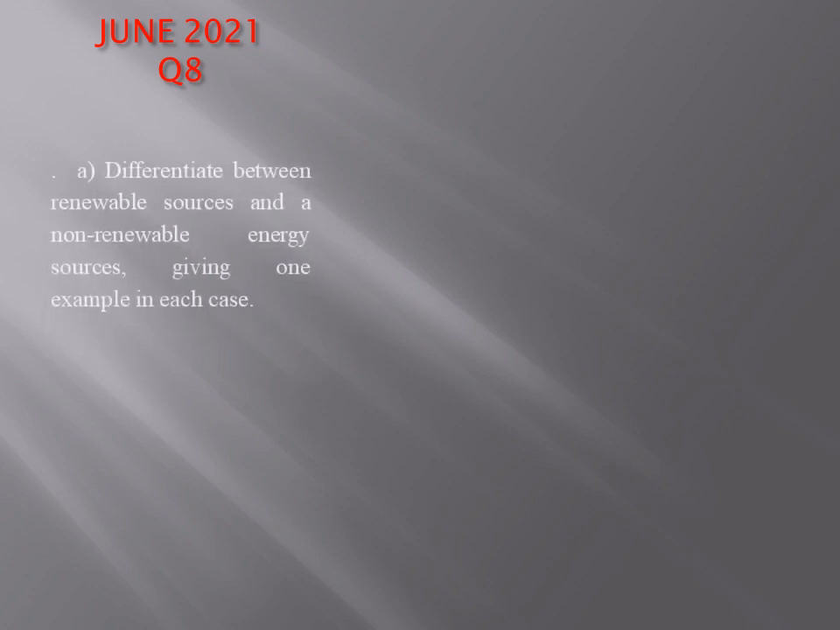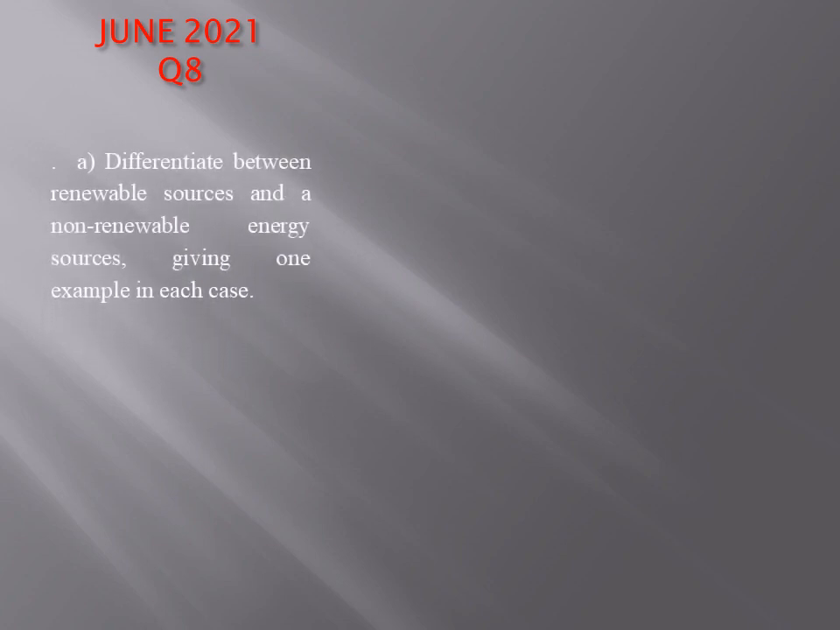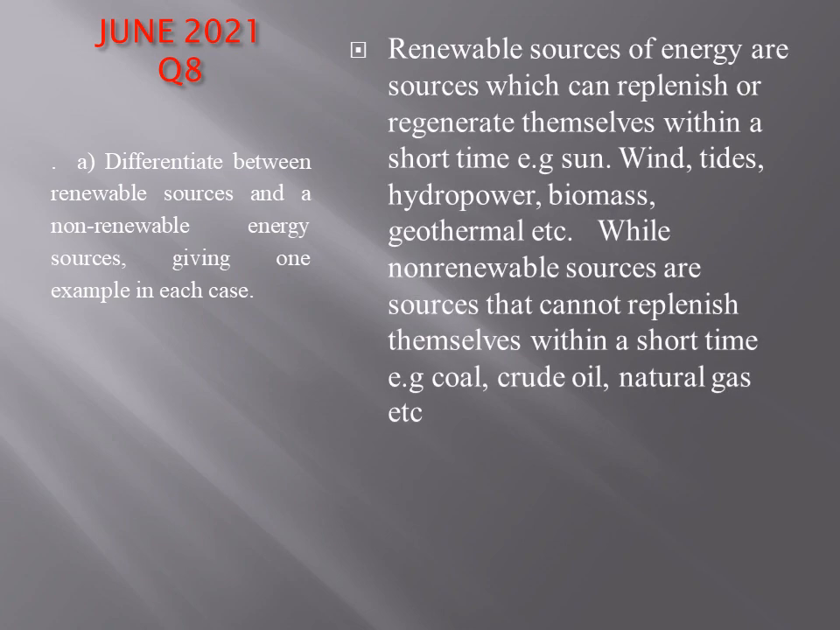We are now done with 2020. We look at 2021, Question 8. It says differentiate between renewable sources and non-renewable sources, giving one example in each case. So this is about energy sources. We are asked to differentiate between renewable and non-renewable energy sources.